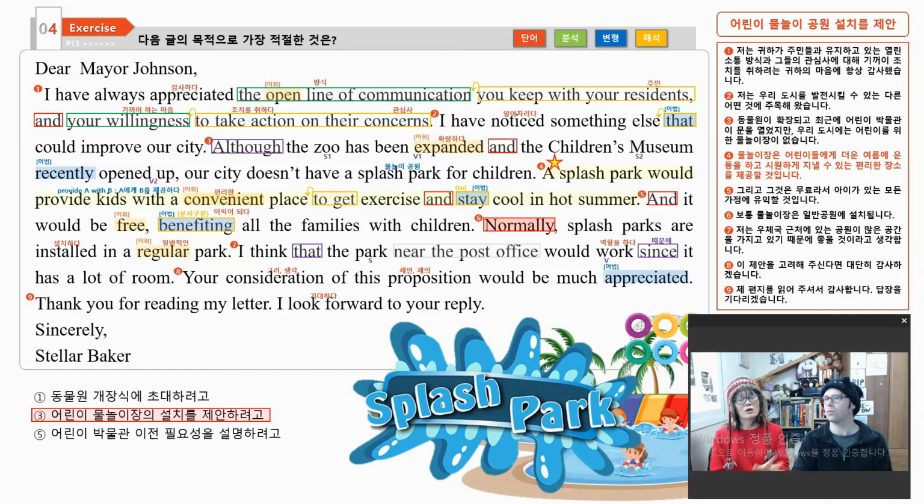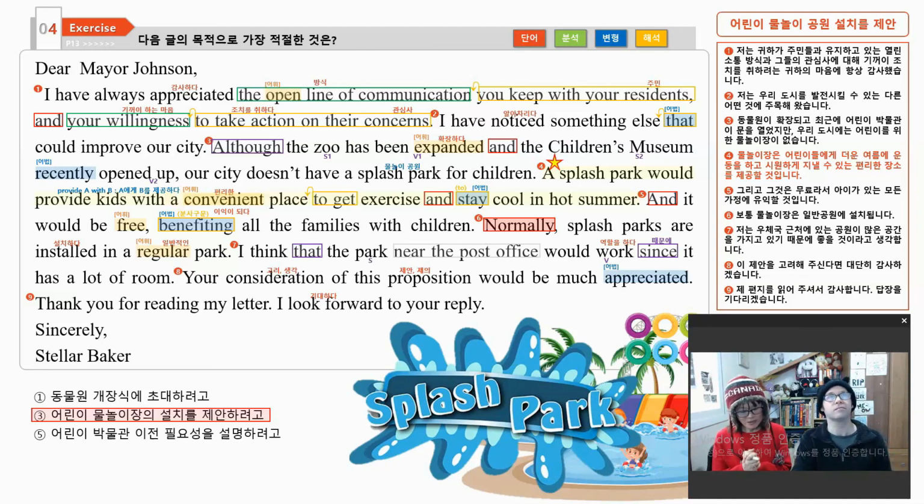All right, the last one is to explain why they need to relocate the Children's Museum. They did talk about the Children's Museum, right? They did. What did they say about the Children's Museum? It says here, the Children's Museum recently opened up. Yeah, they opened up, right? Now relocating. Maybe it was relocated, but it doesn't talk about that. It only talks about it opening.